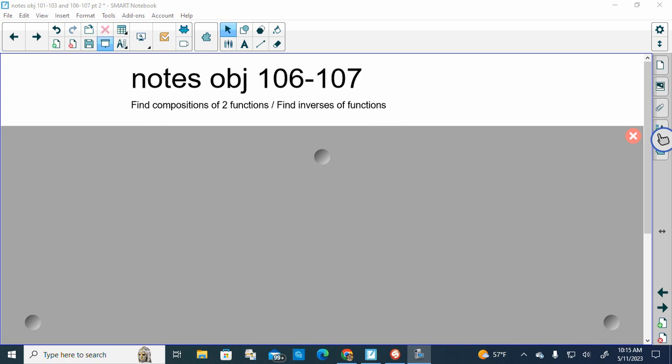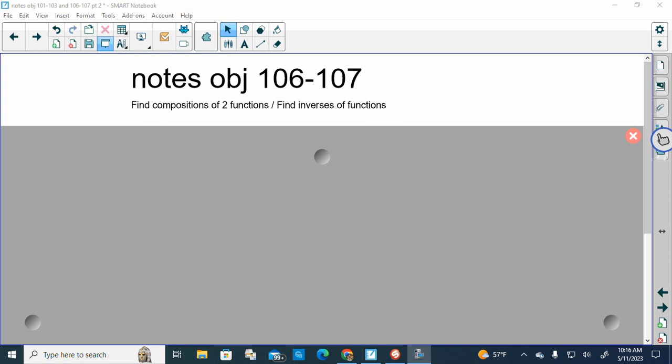Okay, so compositions of two functions. The word composition means that you are plugging equations into other equations. Are we good? Okay, composition means you're plugging something in. So we're going to have two functions. We've done this. We've plugged in for x, and you get a, what have we been doing?